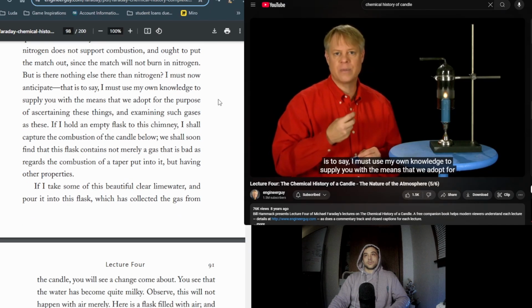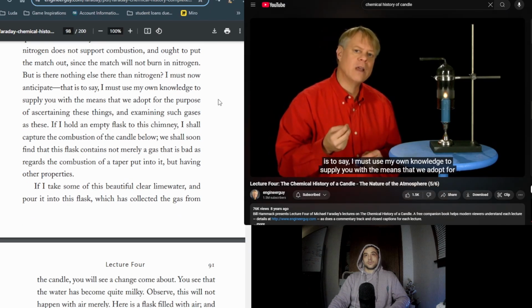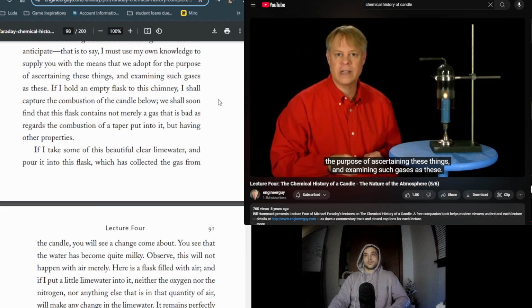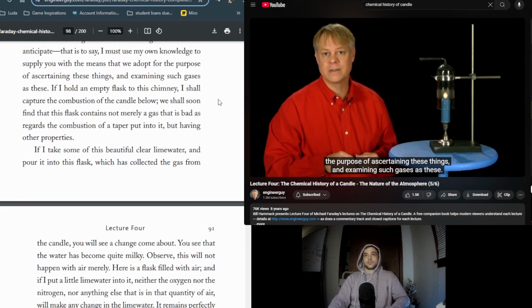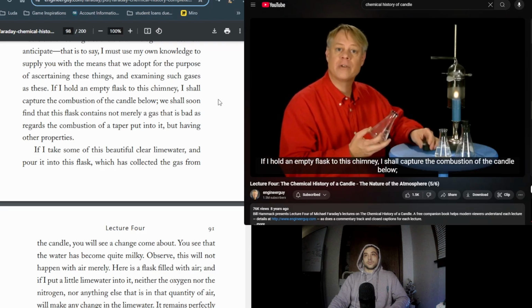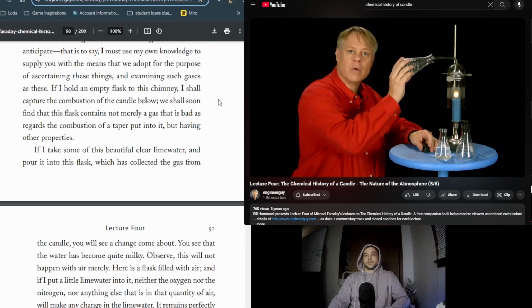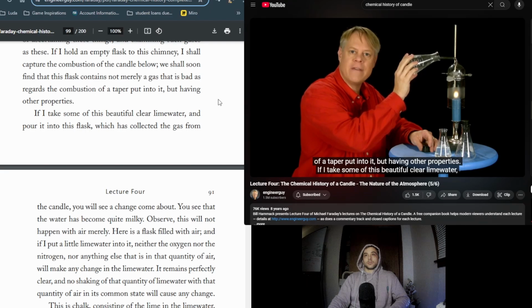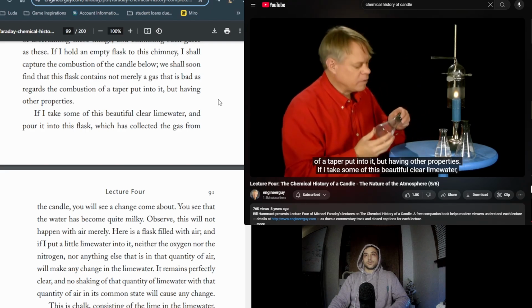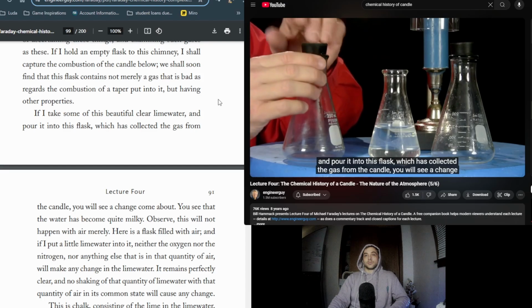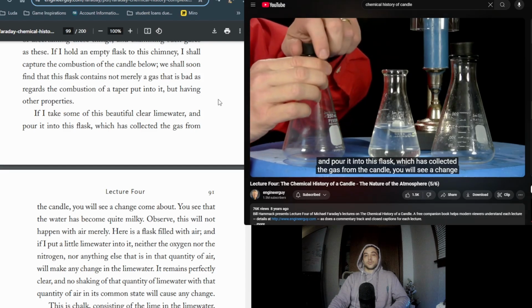I must now anticipate. That is to say, I must use my own knowledge to supply you with the means that we adopt for the purpose of ascertaining these things and examining such gases as these. If I hold an empty flask to this chimney, I shall capture the combustion of the candle below. We shall soon find that this flask contains not merely a gas that is bad as regards the combustion of a taper put into it, but having other properties. If I take some of this beautiful, clear lime water and pour it into this flask which has collected the gas from the candle, you will see a change come about.